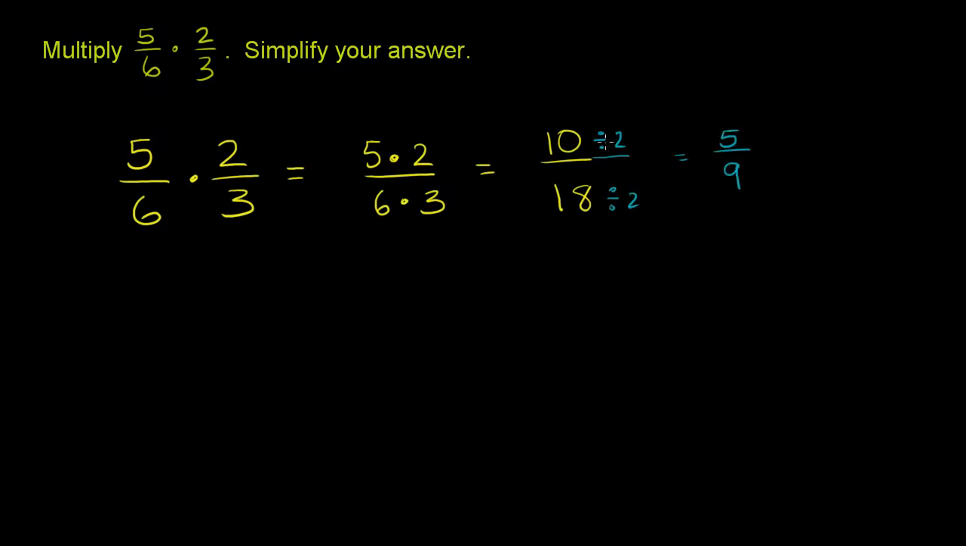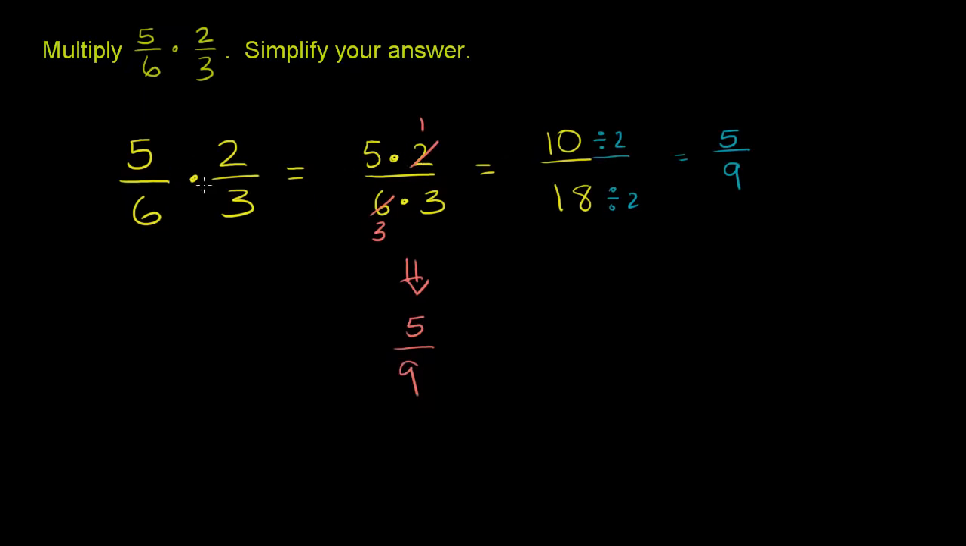Now, you could have essentially done this step earlier on. You could have done it before we did the multiplication. You could have done it over here. You could have said, well, I have a 2 in the numerator, and I have something divisible by 2 in the denominator. So let me divide the numerator by 2, and this becomes a 1. Let me divide the denominator by 2, and this becomes a 3. And then you have 5 times 1 is 5, and 3 times 3 is 9. So it's really the same thing we did right here. We just did it before we actually took the product.